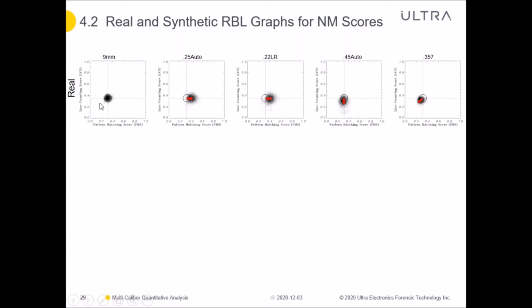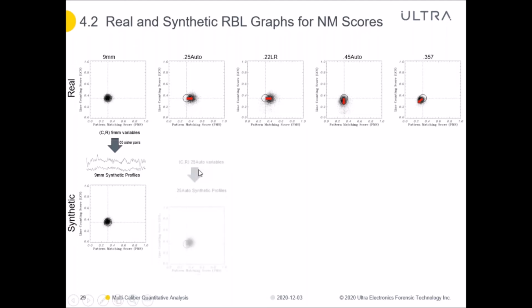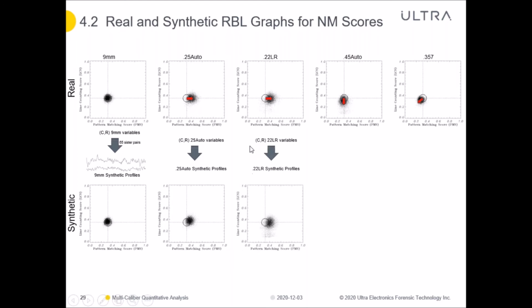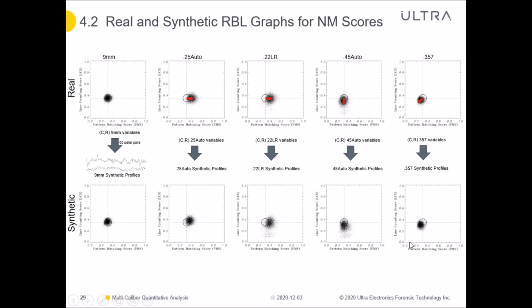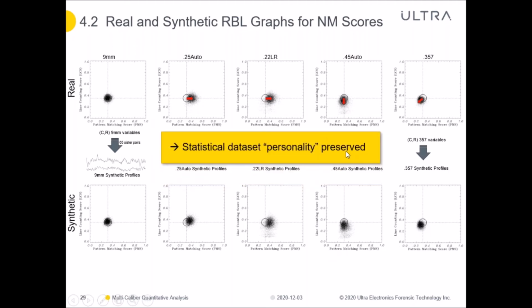Now, how can we produce synthetic non-matching score distribution? Well, we take the same amount of sister pairs, we take the CNR variables for that caliber, reference caliber right here, and we create those 65 sister pairs, synthetic profiles, collate them together, and only retain the non-matching score distribution. And as you can see, they are nearly identical. Now, we do the same thing for 25 and 22. Create the synthetic profiles for 25 and 22, and we reproduce the shift to the right. For 45, we reproduce the shift towards the pattern matching score axis. And for 357, we reproduce the shift towards the origin. So we actually preserve statistical dataset personality.